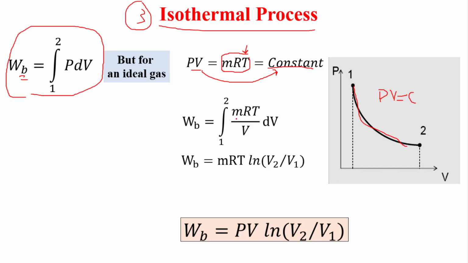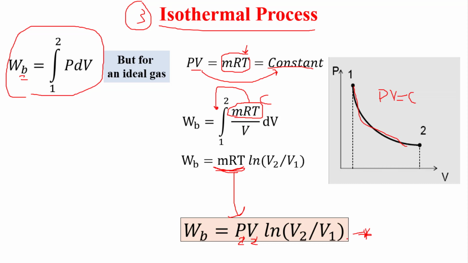So instead of every time writing mRT, I write C on the solving board. Okay, so this goes outside the integration, and we end up with 1 over V. The integration of 1 over V equals ln V2 over V1, and we can write here constant or mRT. Instead of mRT, I can write PV, either P1V1 or P2V2. Okay, so this is the result of the isothermal process.